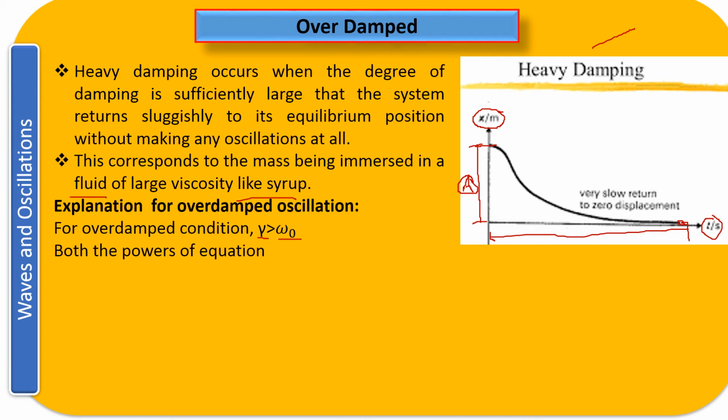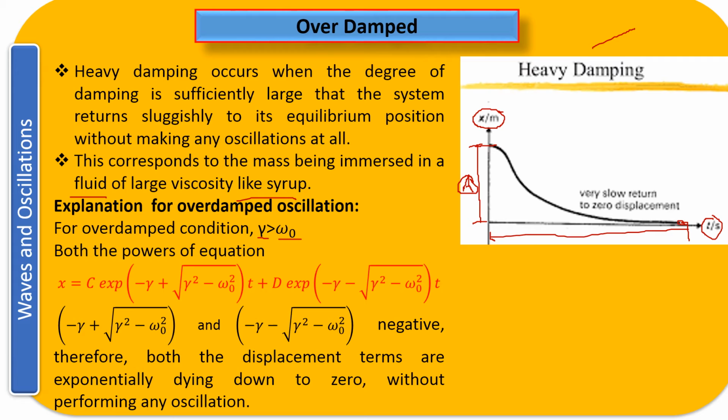Now if you see this equation, this is the equation that we had derived in the case of the damped oscillations. X equals c exponential of minus gamma plus under root gamma square minus omega naught square, into t, plus d exponential of minus gamma minus under root gamma square minus omega naught square, into t. So here c exponential minus gamma into t, because t is common over here, and here again d exponential minus gamma into t.